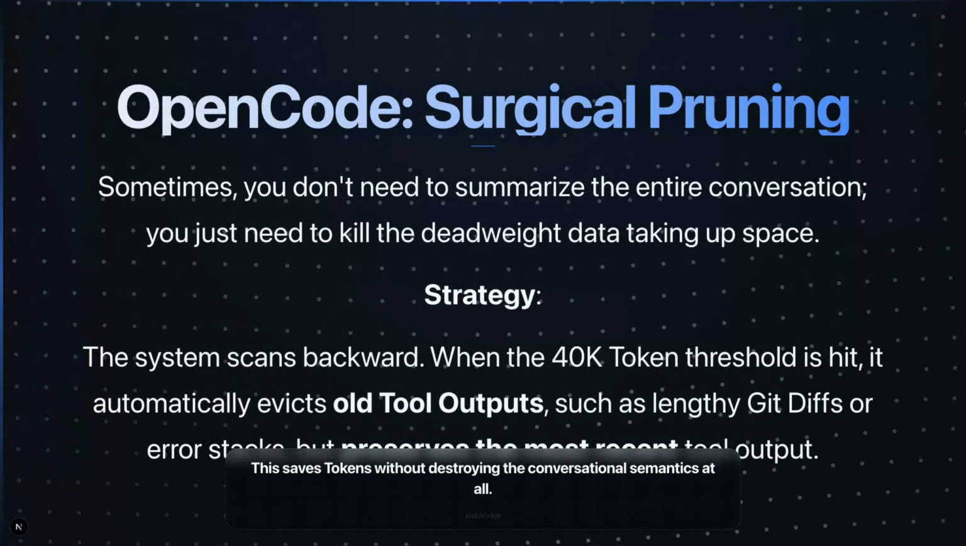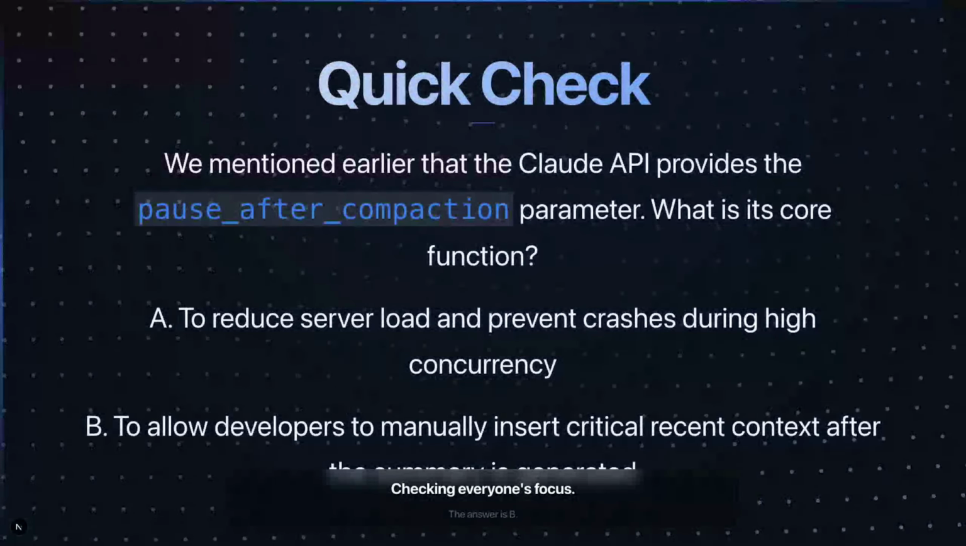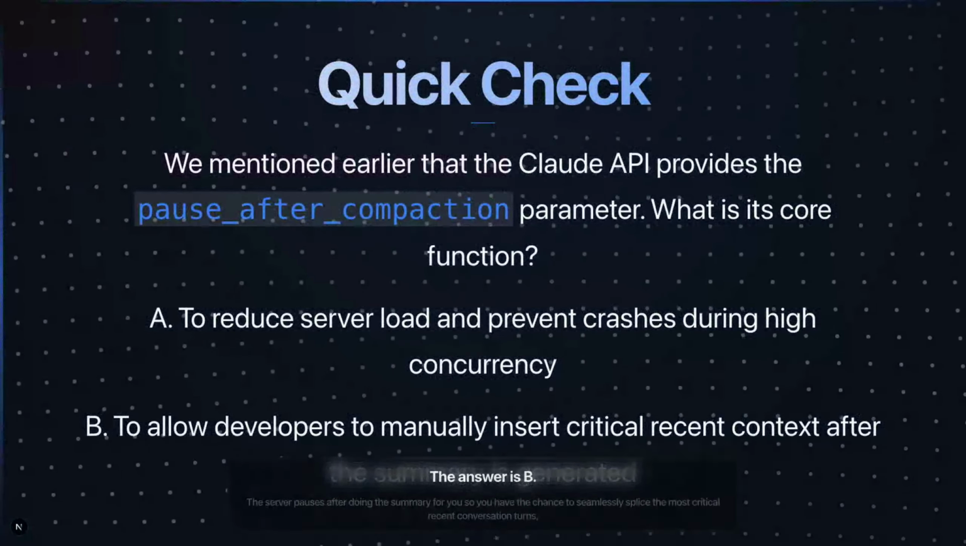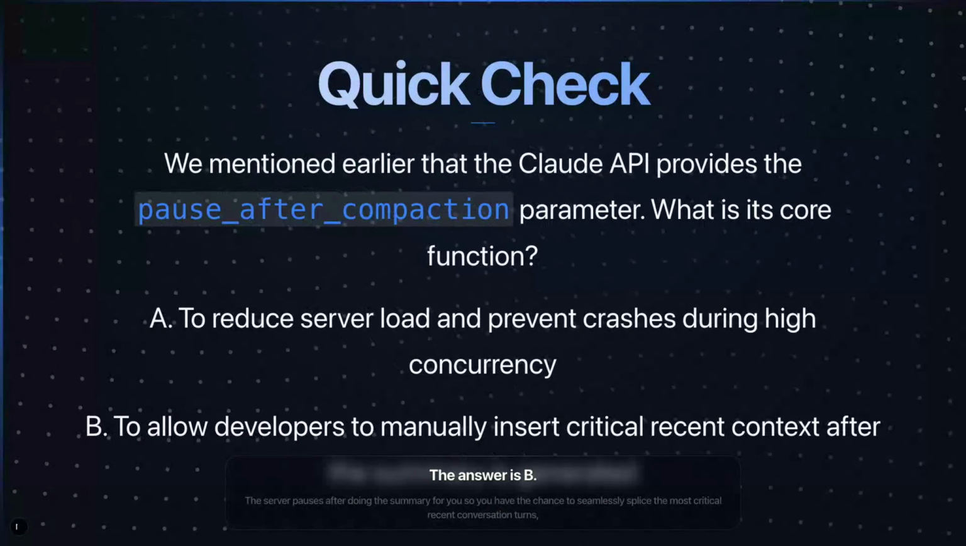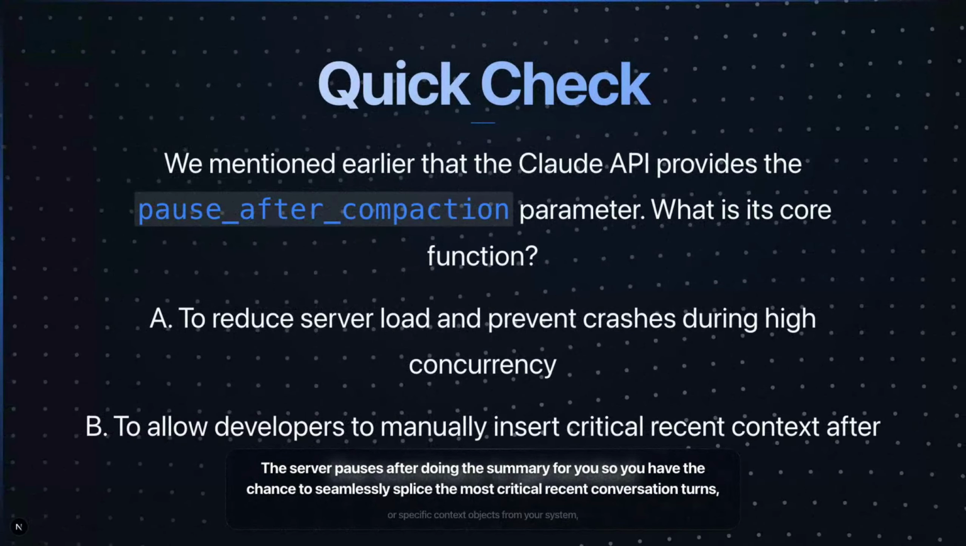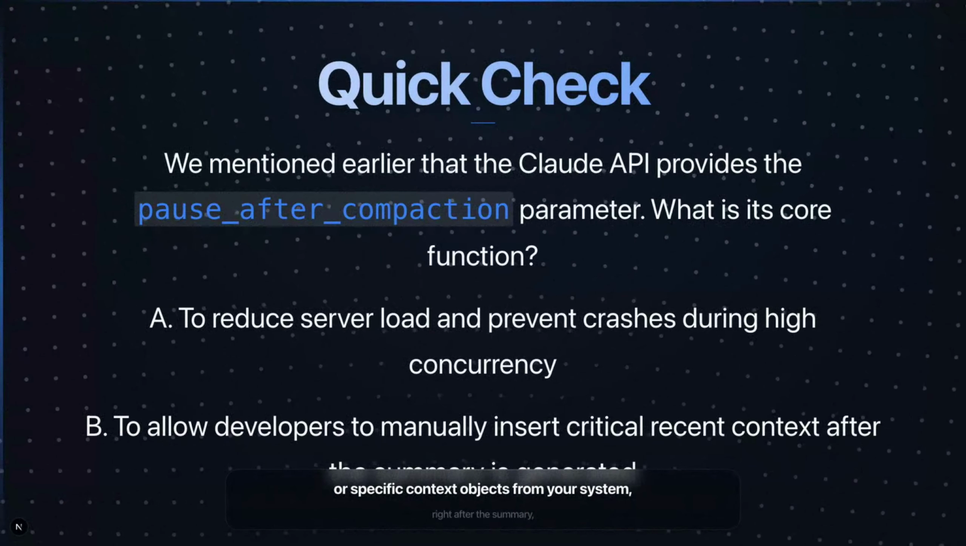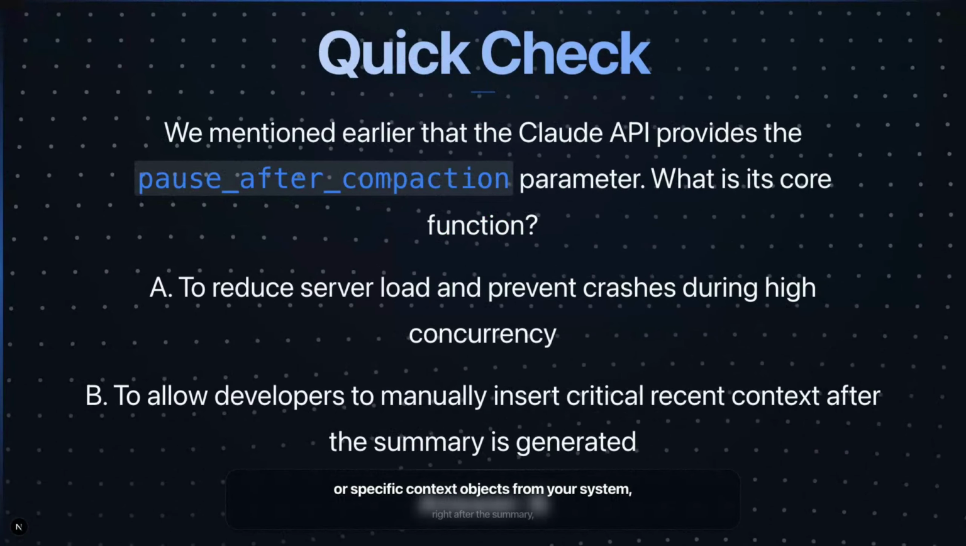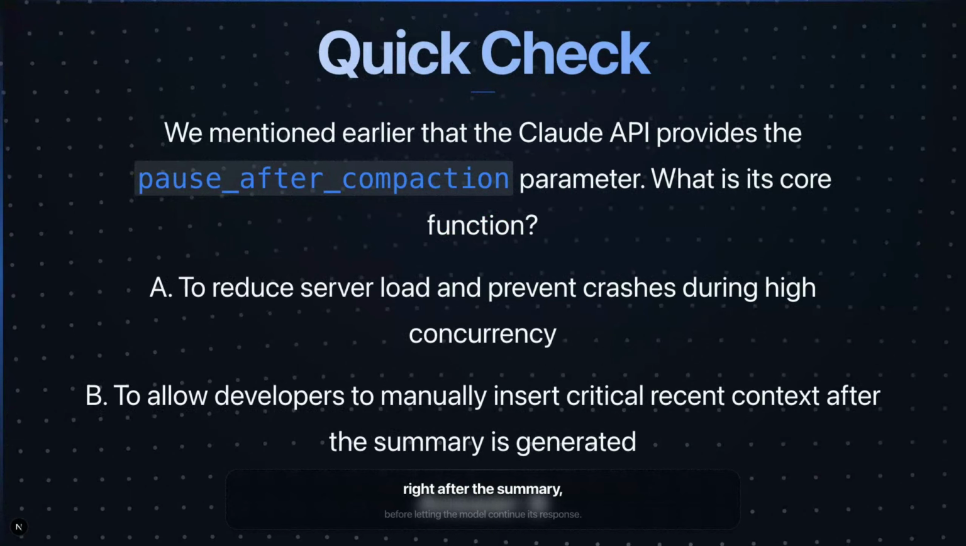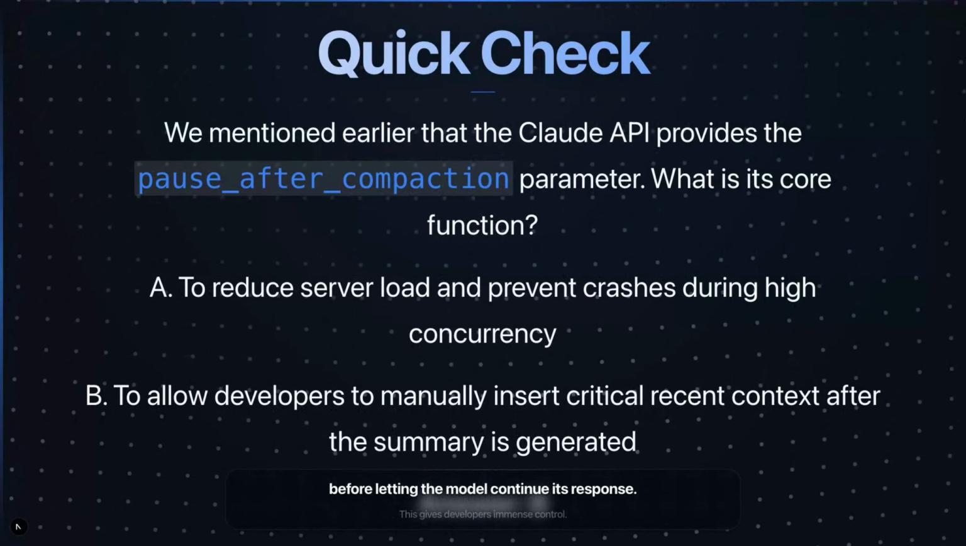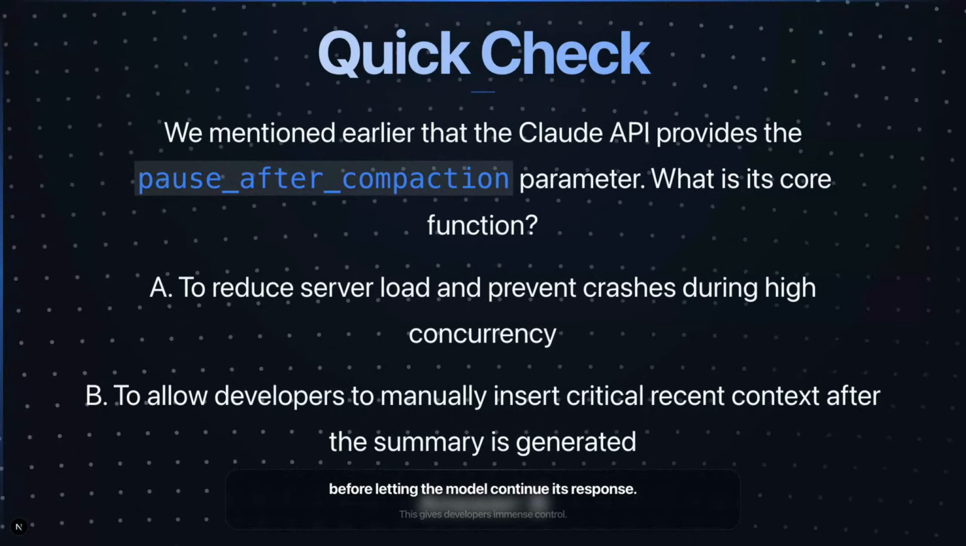Checking everyone's focus. The answer is B. The server pauses after doing the summary for you, so you have the chance to seamlessly splice the most critical recent conversation turns or specific context objects from your system, right after the summary before letting the model continue its response. This gives developers immense control.